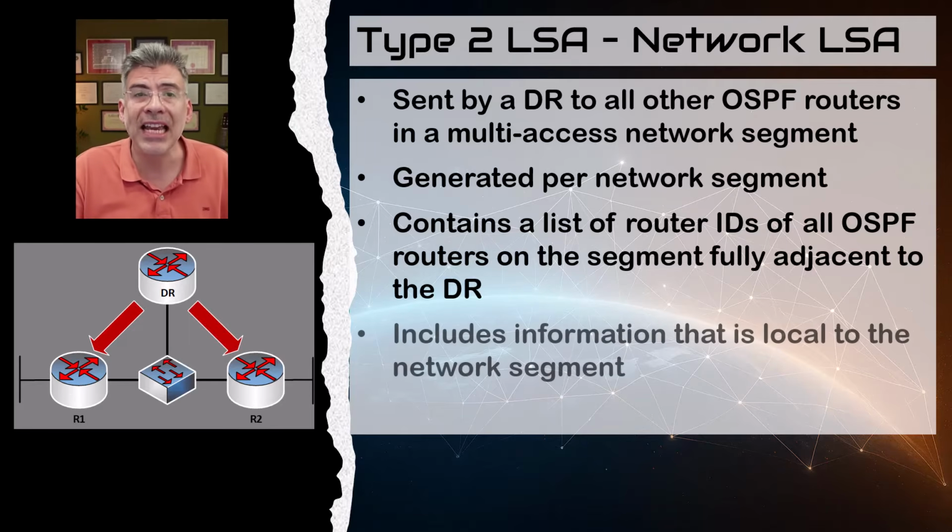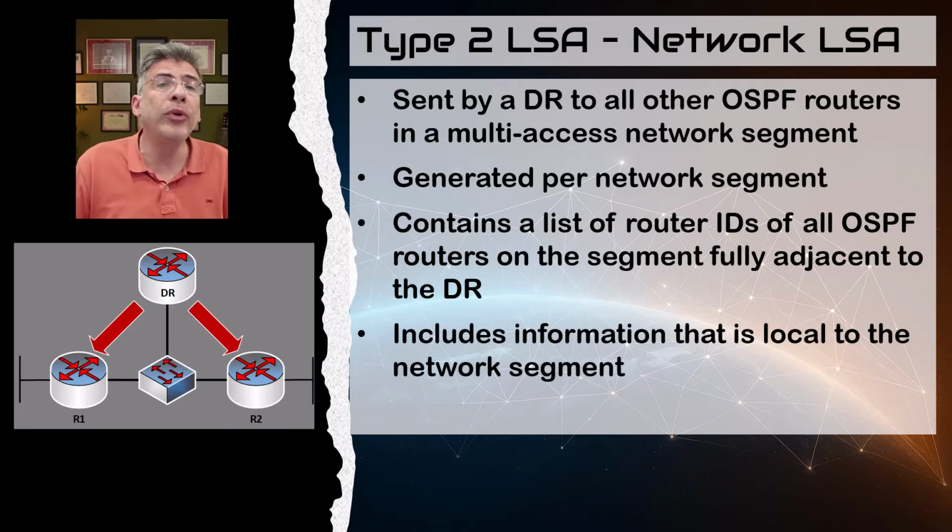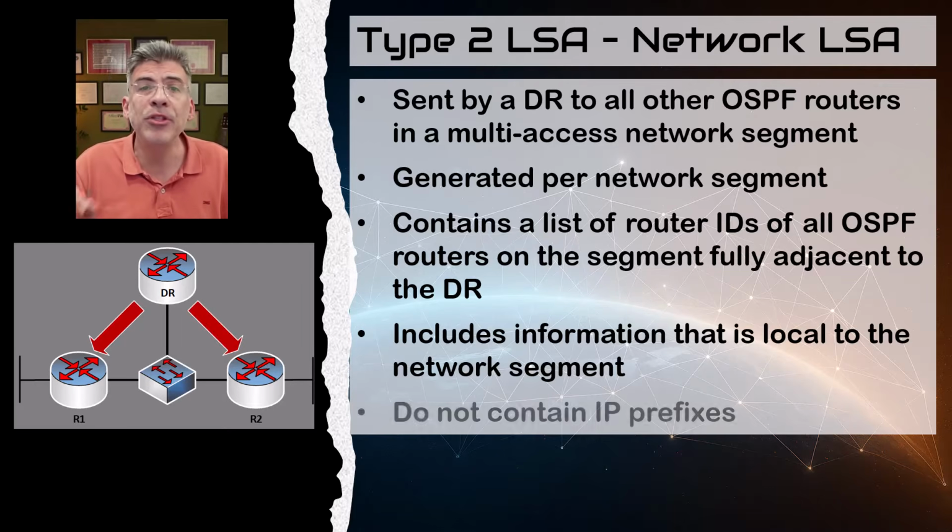Type 2 LSAs, like Type 1, only include information that is local to the local network segment. That is, only information about routers found within the domain of the DR. And note that Type 2 LSAs do not include IP prefixes or subnet masks directly. The prefix is inferred from the associated Type 1 LSAs or the DR's IP addresses, or Link State IDs.